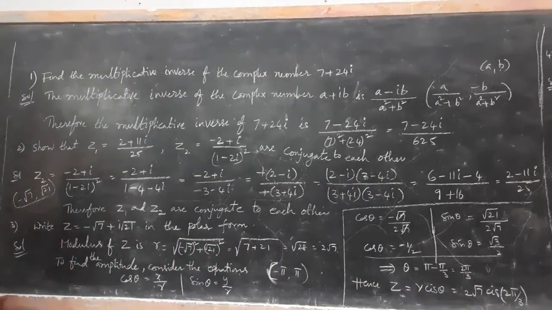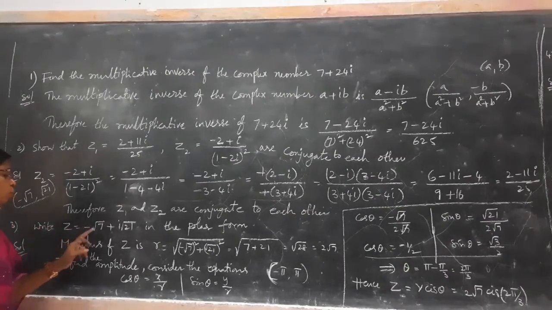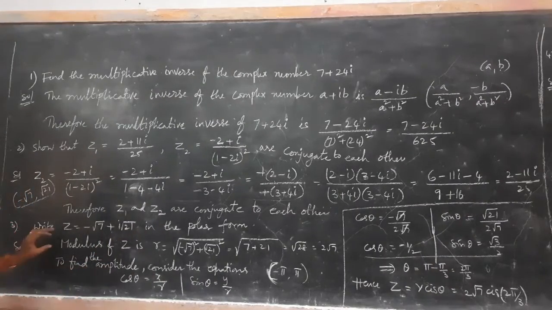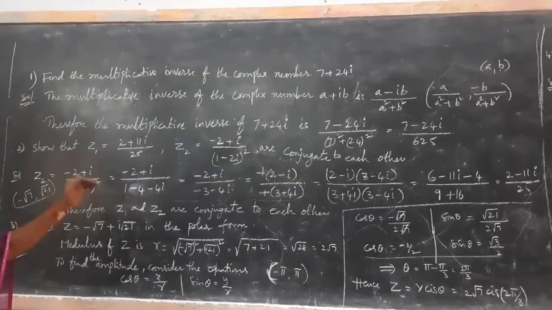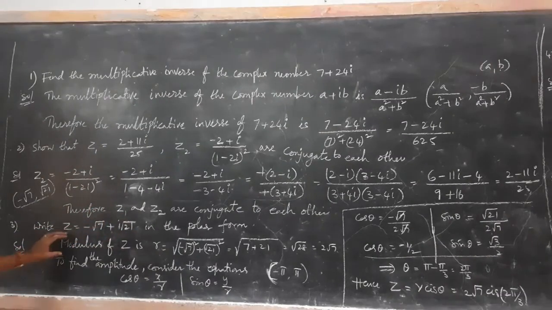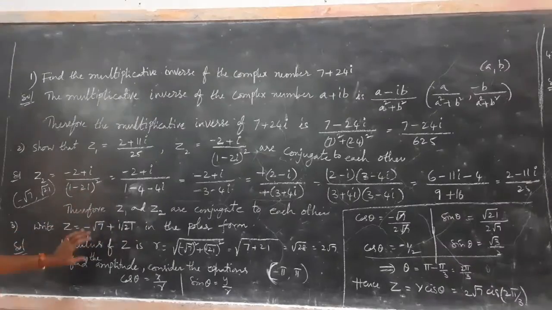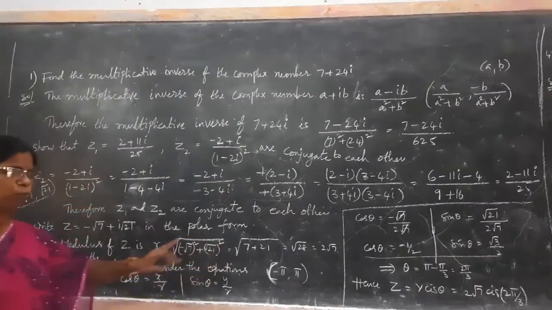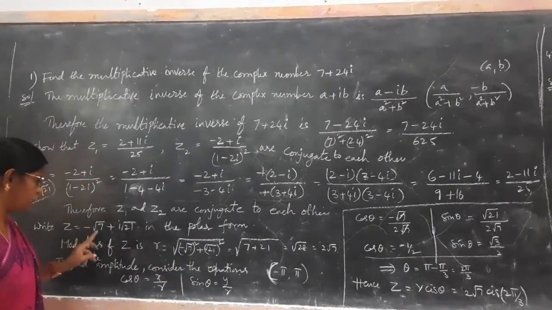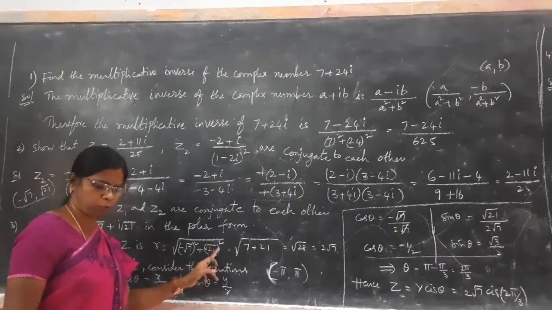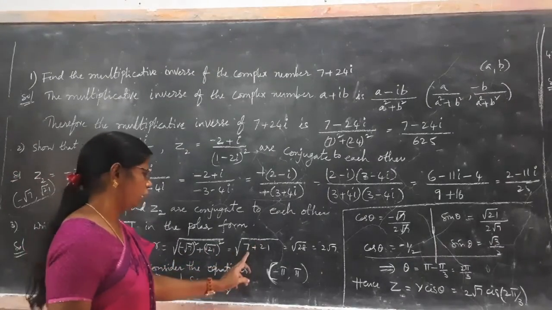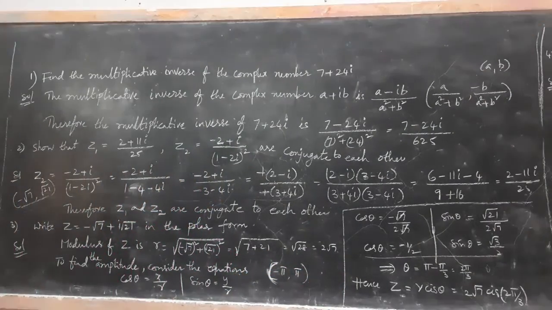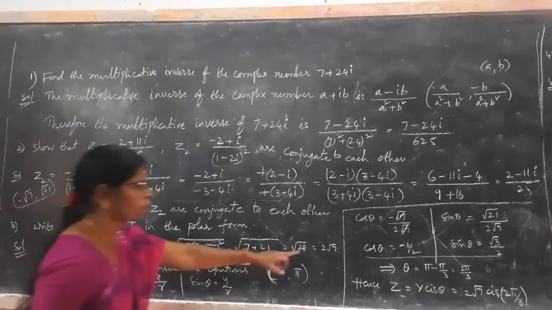So come to the third question. Right, Z is equal to minus root 7 plus i root 21, in the polar form. Okay? So modulus and amplitude form, polar form, are the same. First we find the modulus of Z. Modulus of Z is r is equal to root of x square plus y square, that is minus root 7 whole square plus root 21 whole square. Okay? So root 28, that is 2 root 7. That is the modulus. If you find the modulus this way, you get 1 mark.